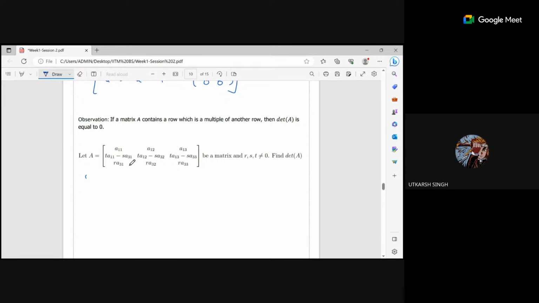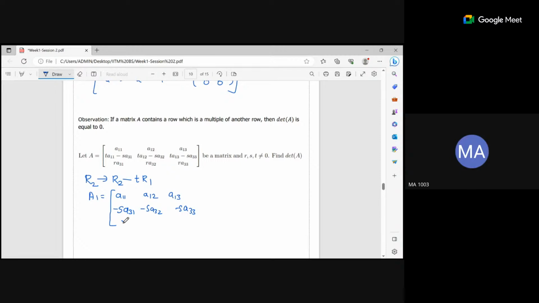A11, A12, A13, and then the second row becomes sa31 minus sa31, sa32 minus sa32, sa33 minus sa33. And the third row remains the same.